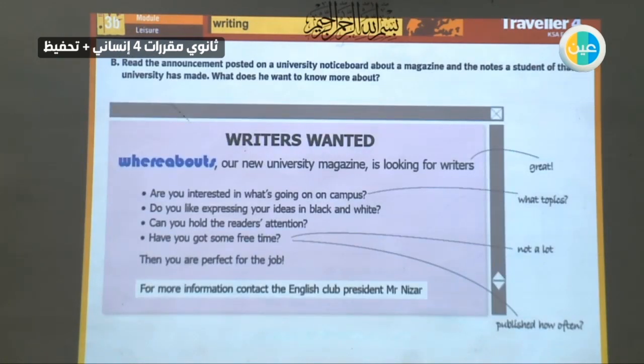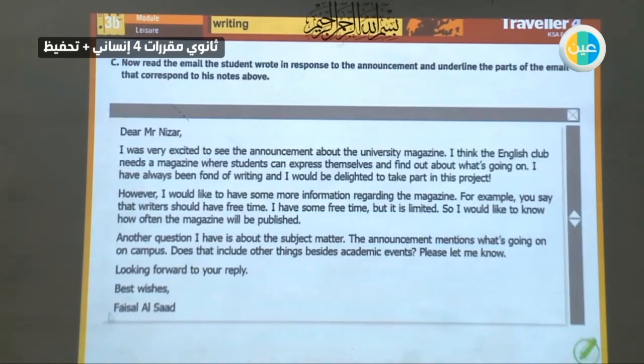Let's move to B. Read the announcement. What's announcement? This is the noun. The verb is announce, which means that you want something to be known to everybody. So this is the noun, announcement, posted on a university notes board. That's the board that you can take notes about a magazine, and the notes a student of the university has made. What does he want to know more about? The student name is Faisal. We can guess from here. His name is Faisal.